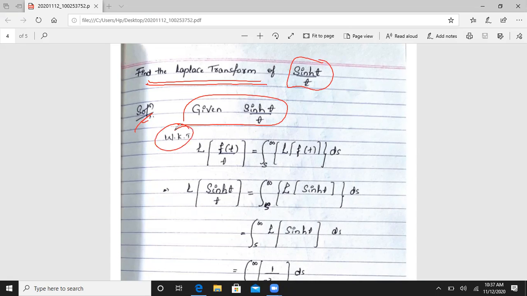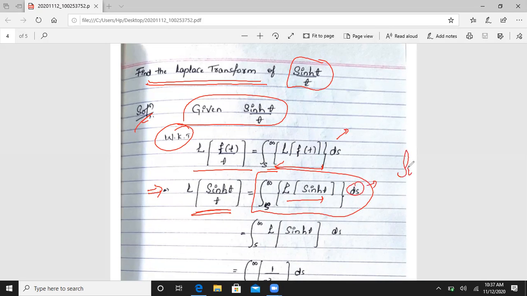You know that Laplace transformation property number 4, division by t, is that the Laplace transformation of f(t) by t is equal to the integration from s to infinity of the Laplace transformation of the given function with respect to s. So here, the Laplace transformation of sinh t divided by t is equal to the integration from s to infinity of the Laplace transformation of sinh t ds.